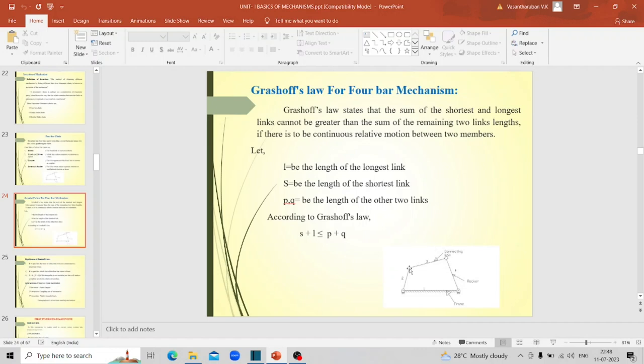Actually, the four-bar chain mechanism has four links. Here the shortest link is number two, that is called a crank. Then number three is the connecting rod or coupler. So the sum of the lengths of these two links must be less than or equal to the sum of the other two lengths; then only is Grashof's law satisfied. If you follow Grashof's law, then only it will operate, or otherwise it will jam. Okay.